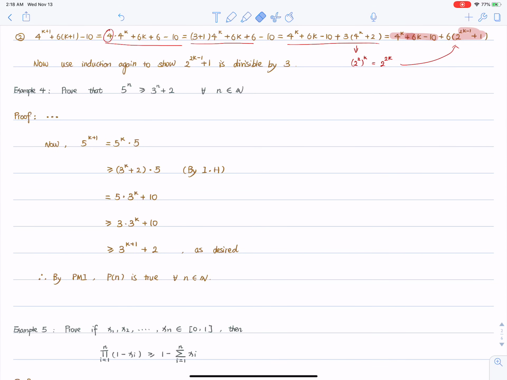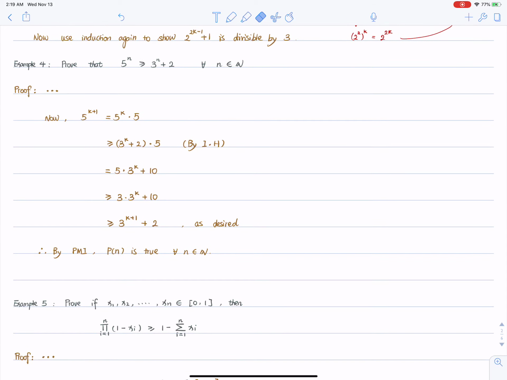Example 4. This is another typical induction question when they give you an inequality and ask you to show the inequality holds for all natural numbers. The technique is the same. So we need to show 5 to the k plus 1 is greater than or equal to 3 to the k plus 1 plus 2. Okay, this is what we need to show.